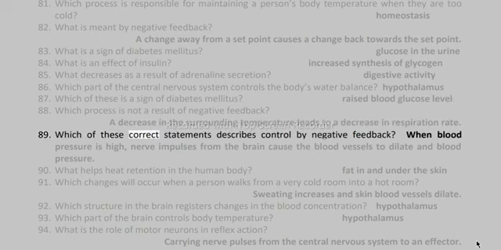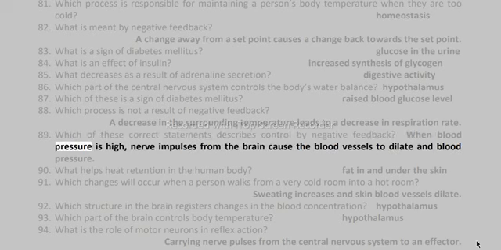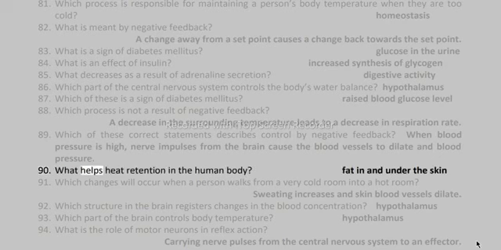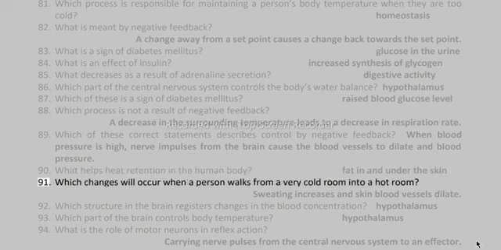89. Which of these correct statements describes control by negative feedback? When blood pressure is high, nerve impulses from the brain cause the blood vessels to dilate and lower blood pressure. 90. What helps heat retention in the human body? Fat in and under the skin.